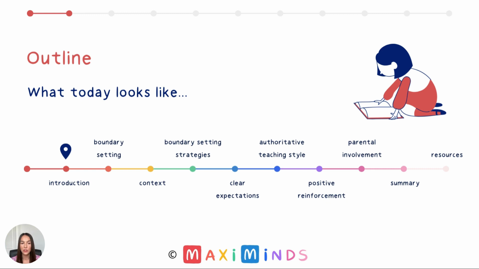We'll start with an overview of boundary setting and provide some context. Then we'll look at 4 different types of boundary setting strategies: clear expectations, adopting an authoritative teaching style, positively reinforcing your students, and then finally involving parents.